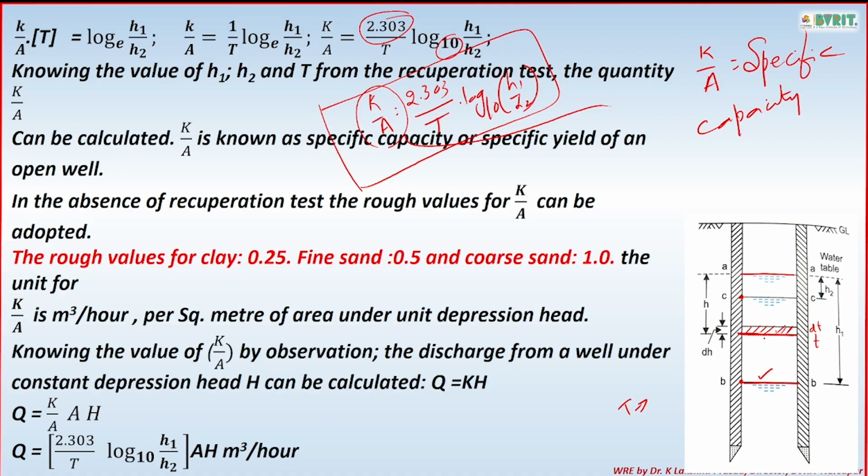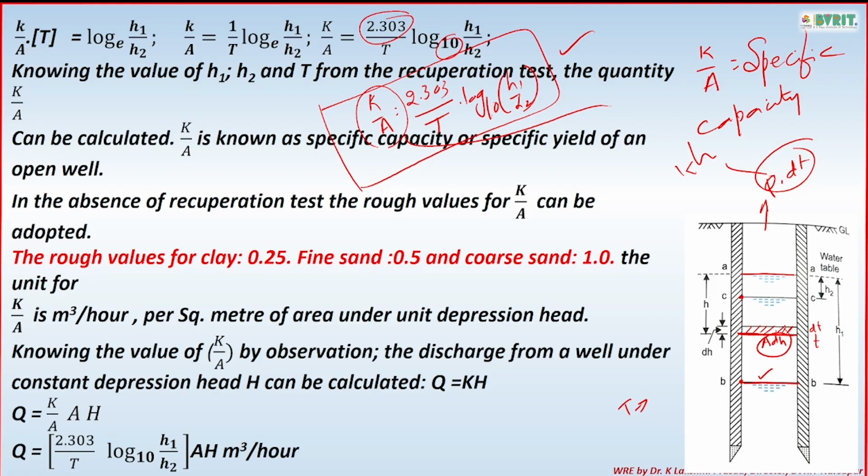Now the volume of water entering the well is A into dH. The volume leaving the well is Q into dt. Equating these two, where Q is equal to KH, we got the solution. That solution is 2.303 divided by T into log base 10 H1 by H2. In this, K by A is called the specific capacity.